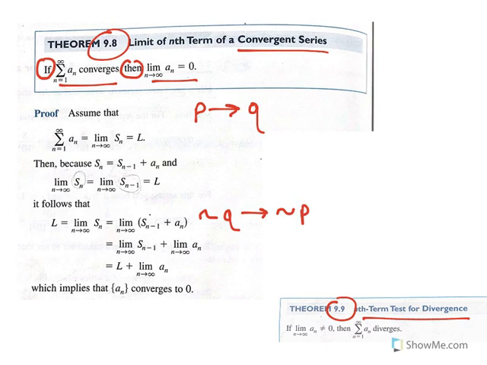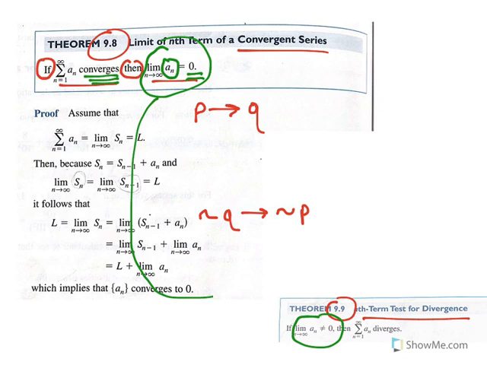Theorem 9.8 states if you have a series that converges, then the limit of the nth term as n approaches infinity must be 0. Look at theorem 9.9. It states that if the limit of the nth term as n approaches infinity is not equal to 0, so basically it is the negation of the conclusion from theorem 9.8. So you have Q as the conclusion in theorem 9.8, and you have the negation of that, not Q, as the hypothesis in theorem 9.9.